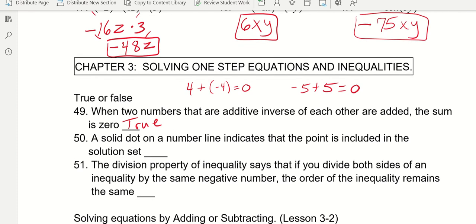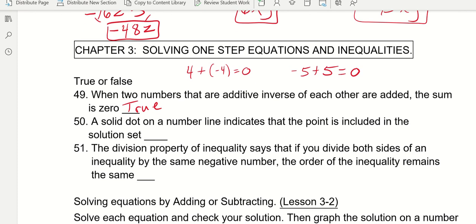Number 50, a solid dot on a number line indicates that the point is included in the solution set. So think about like if we were graphing something like, I don't know, x is greater than 5, we would have an open circle at 5 and we would shade to the right. But if it were x is greater than or equal to 5, we would have to shade in the 5, indicating that the 5 is included in the solution set. That is true.